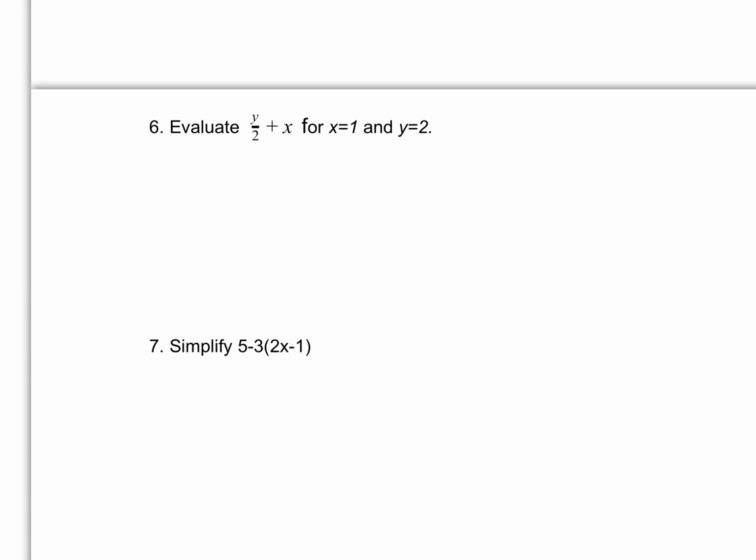Okay, looking on to number 6 here. I'm given an expression y over 2 plus 6, and the directions say for x equals 1 and y equals 2, evaluate. So really, when you're given a situation like this, we just want to plug in 2 for y, 1 for x. Again, we're going to use the order of operations. Division comes first. So 2 divided by 2 is 1. 1 plus 1 is 2.